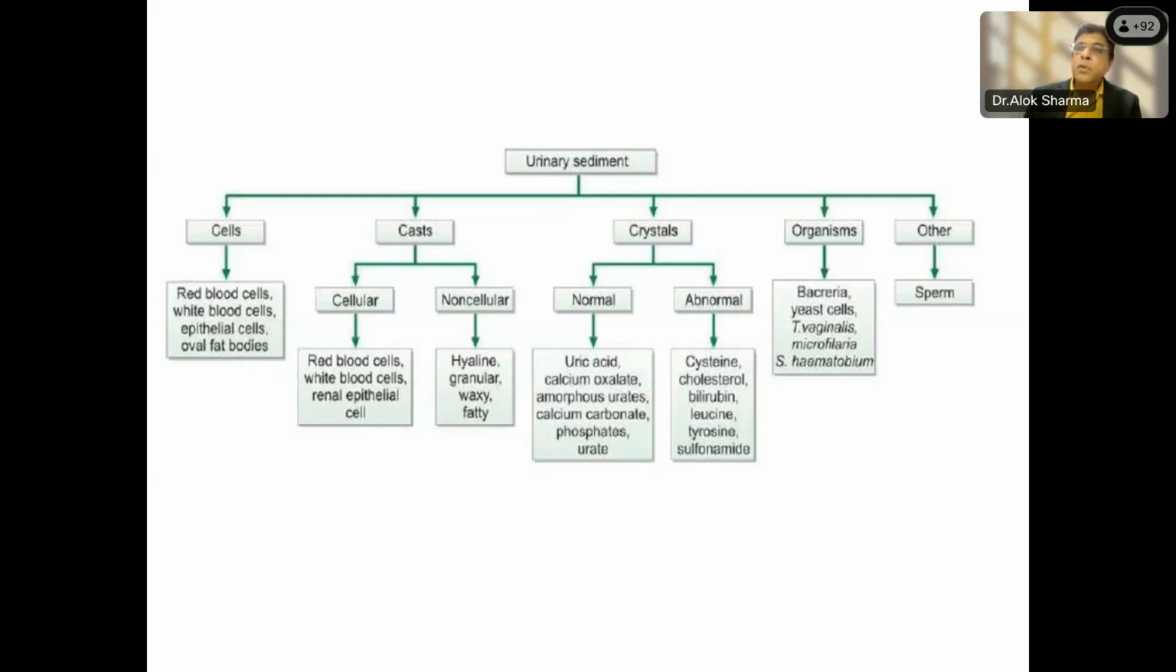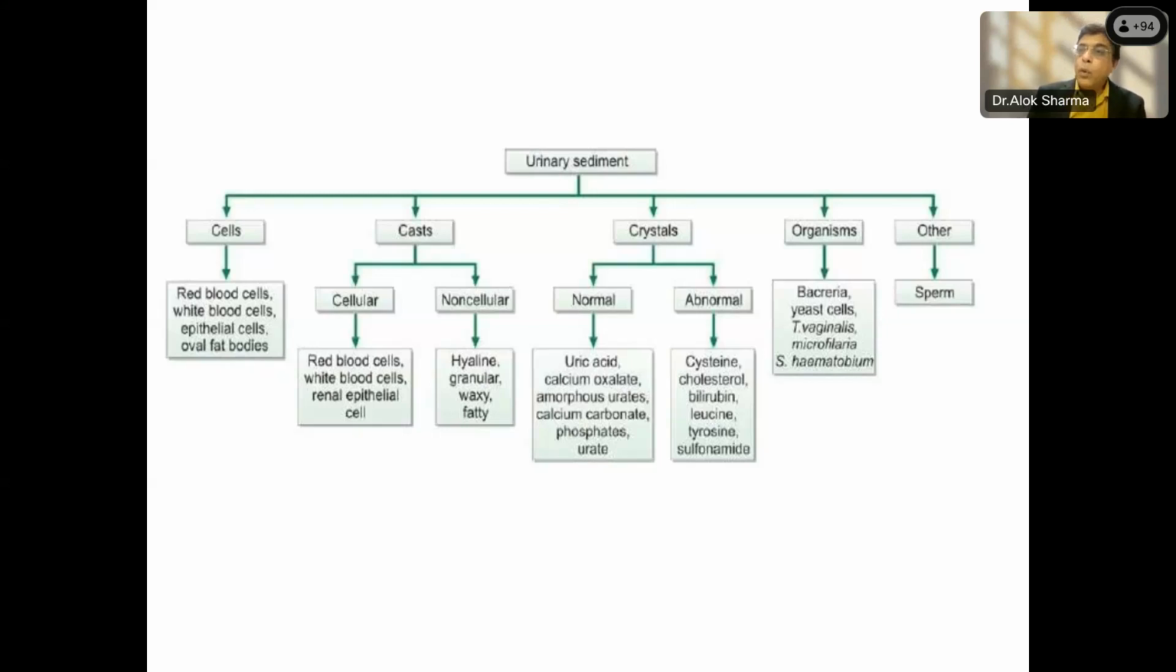Depending on the pH of the urine and other things, you can get uric acid, calcium oxalate, amorphous urate, calcium carbonate, phosphate. So you can get these depending on the pH and of course the clinical condition. But there are certain really abnormal crystals like cystine, cholesterol, bilirubin, leucine, tyrosine, and sulfonamide, which will always be associated with an abnormal clinical background. So you will have to analyze the case in detail. What is the background? What are the other findings? And then you decide how much importance you attach to it. The abnormal ones will always give you a good clue to the pathology.